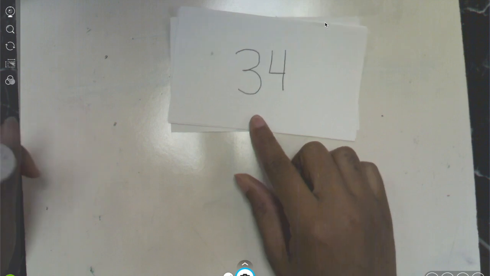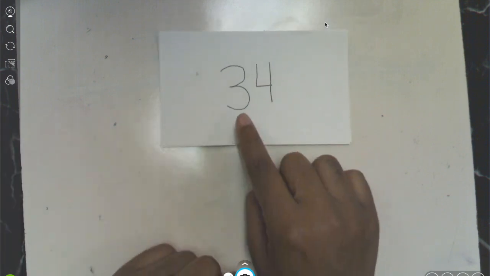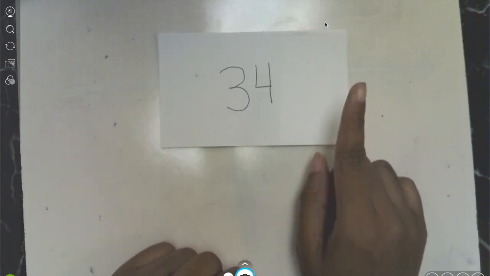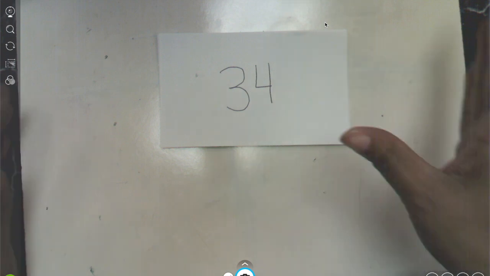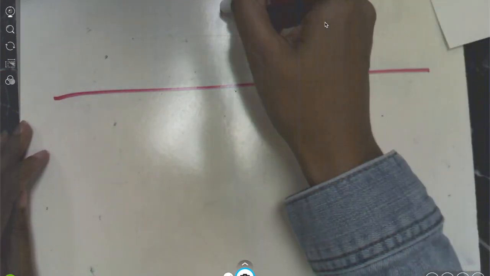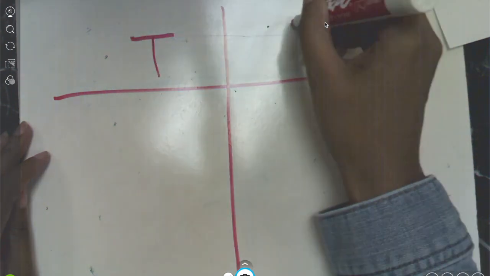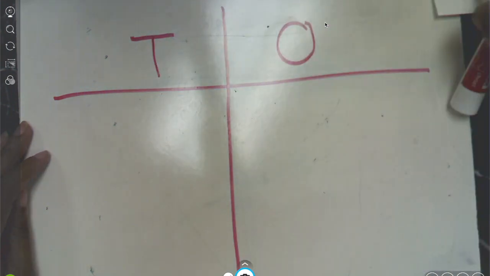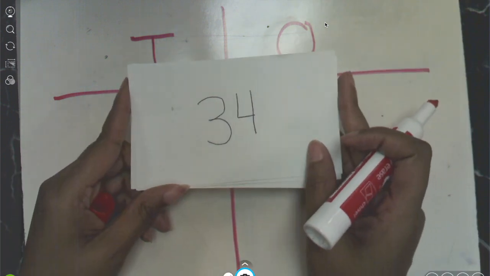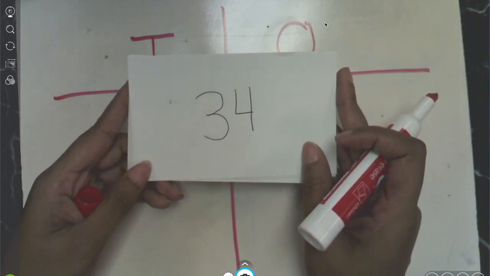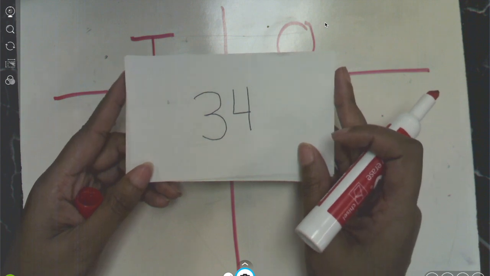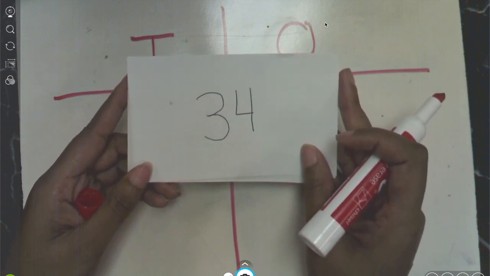Okay, so I see that we have the number 34, and 34 has 2 digits. So if I want to represent that number using a place value chart, I know that I can make my place value chart with tens and ones, because since it was a 2-digit number, I know that a digit is in the tens place and another digit is in the ones place. Okay, so now watch me as I model for you how to determine which digit is in which place.